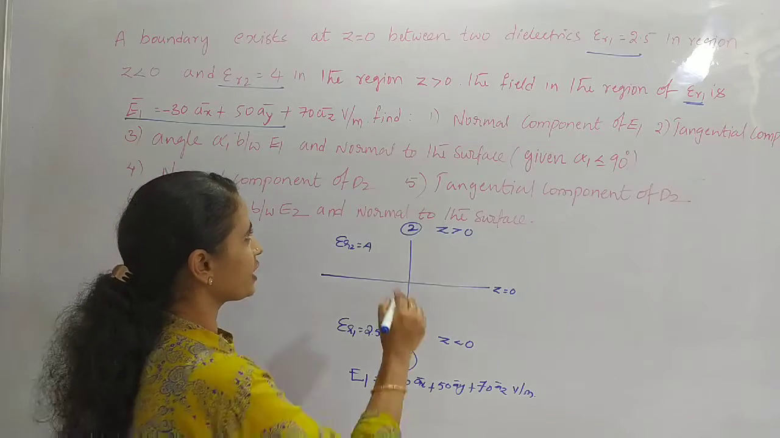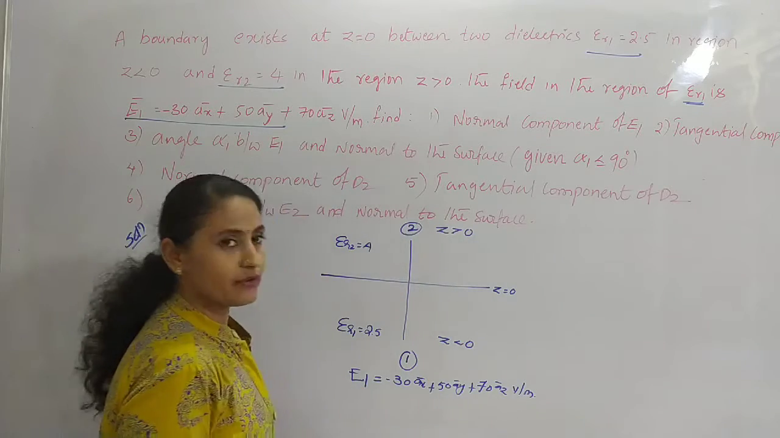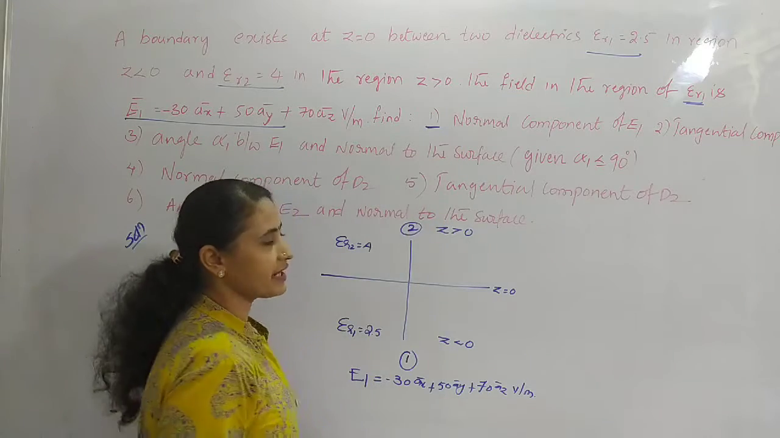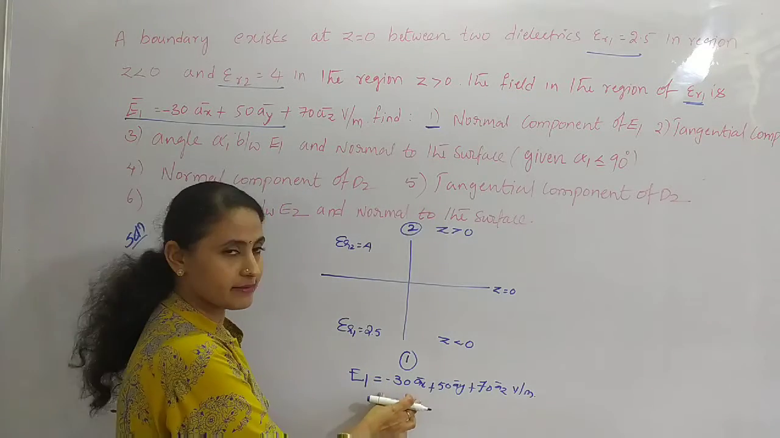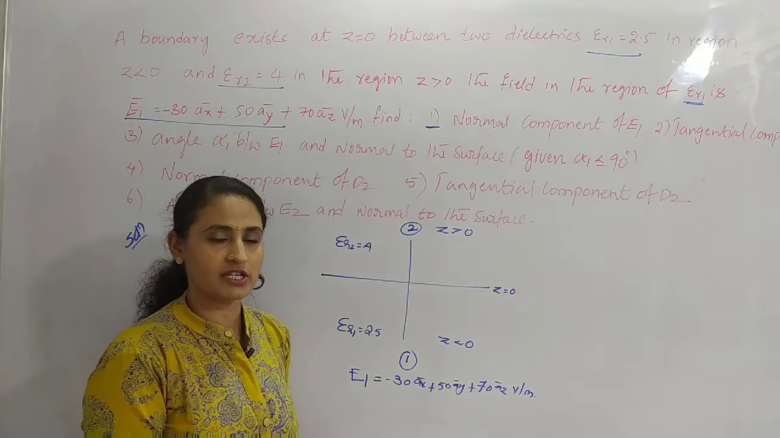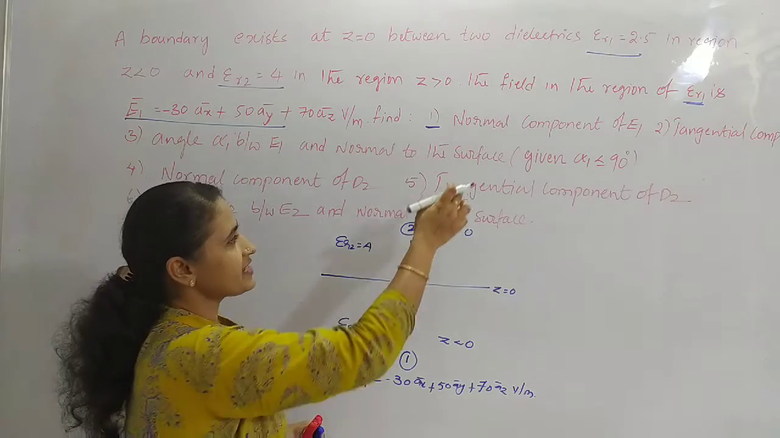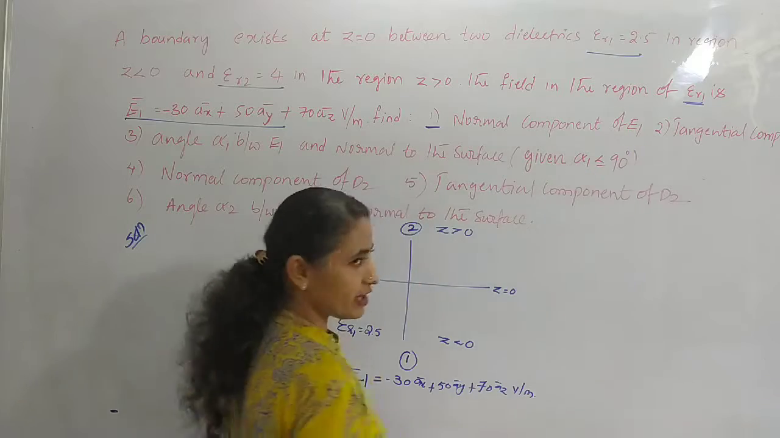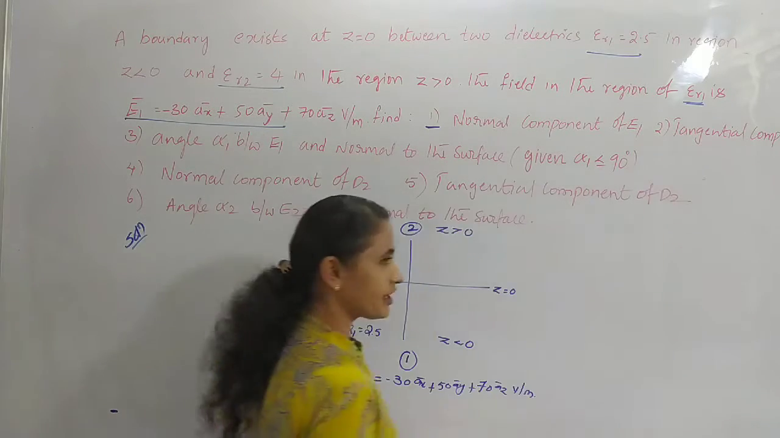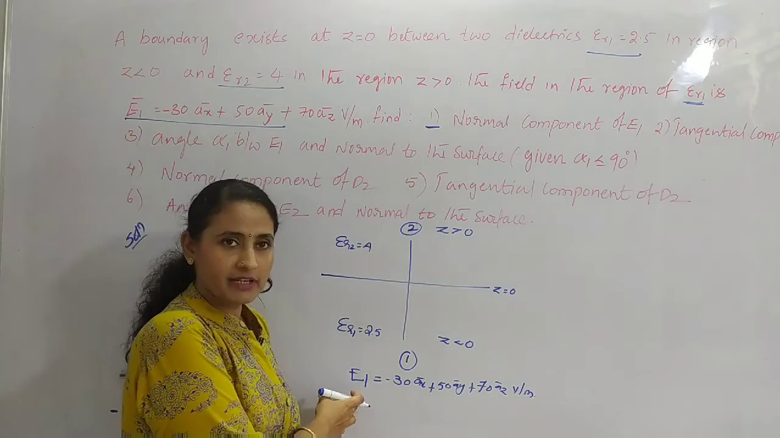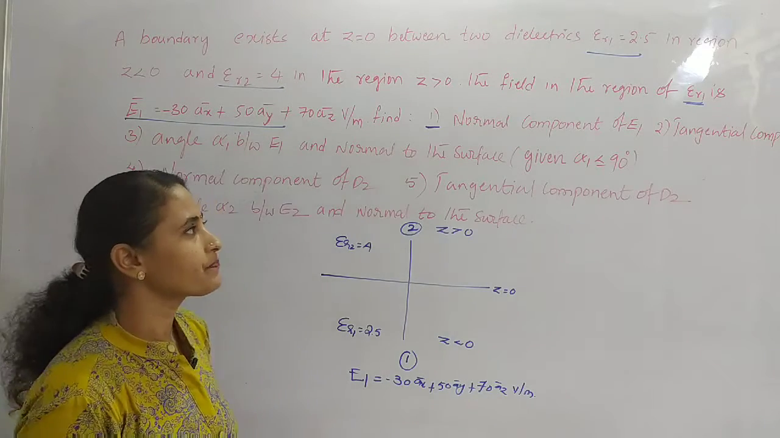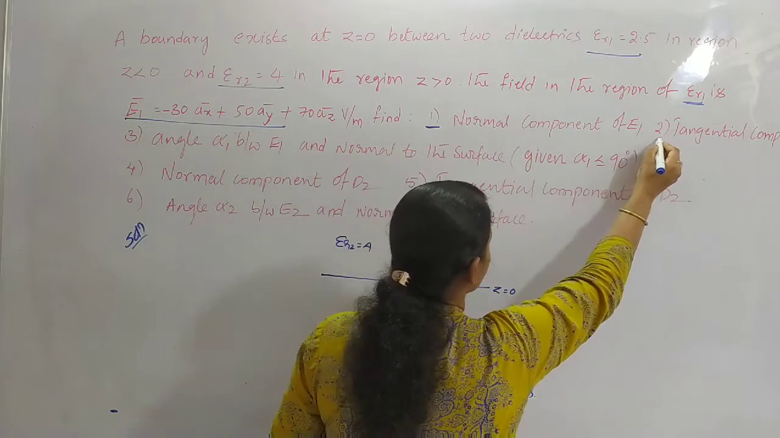There are so many things to find in this numerical. The first one is the normal component of E1. E1 is given, and we know that E1 is a sum of both tangential and normal components. In the first part, we want to find the normal component of E1. Then the second thing is the tangential component of E1. Out of E1, what is the tangential component and what is the normal component? This is in the first two bits of the question.